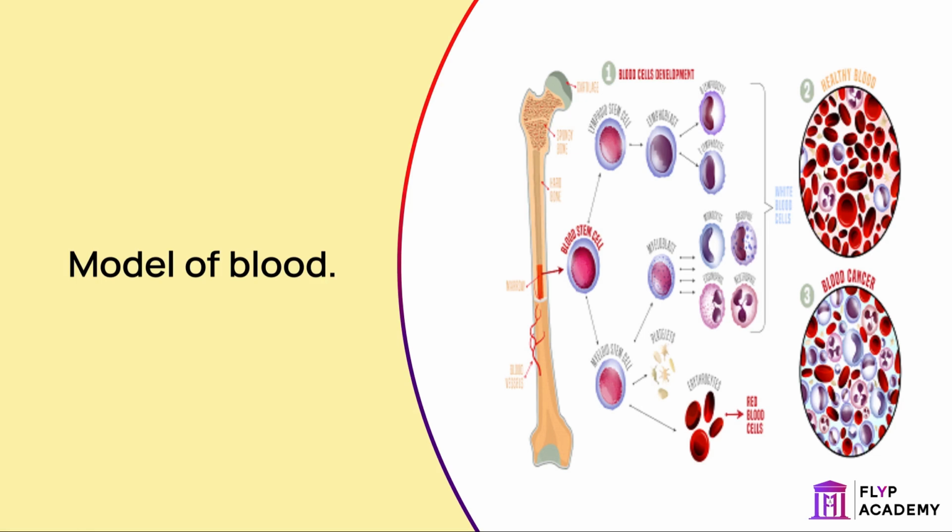When blood clots, a protein called fibrinogen converts into fibrin, which helps to stabilize the clot and stop it breaking down.